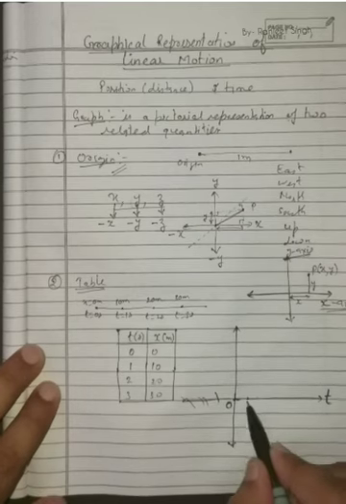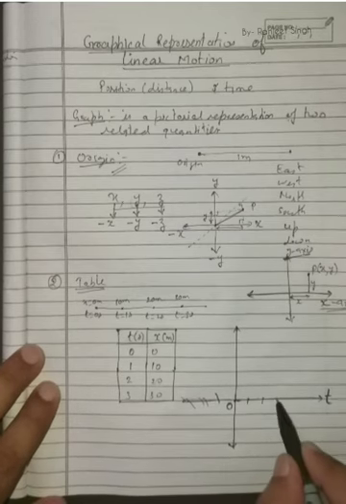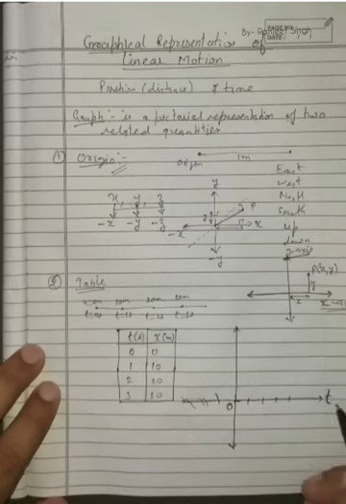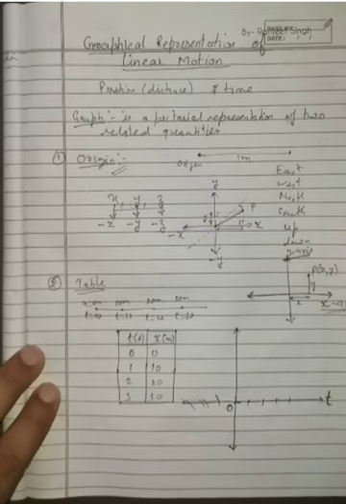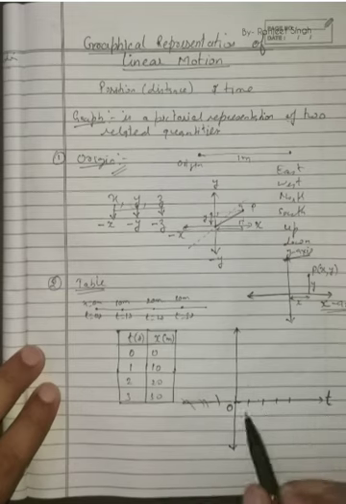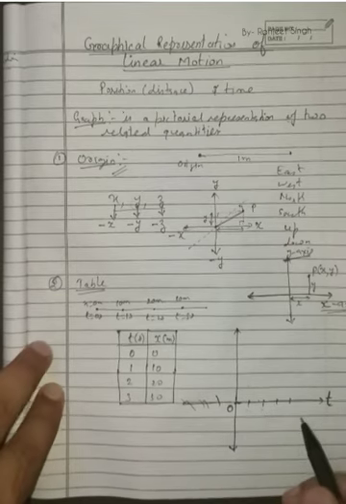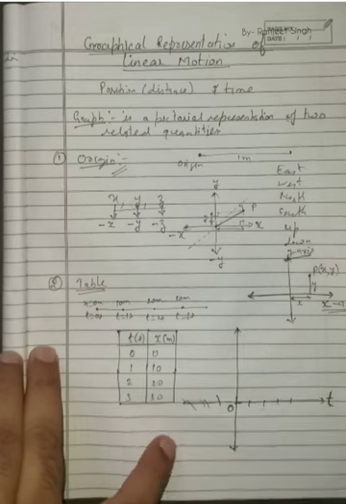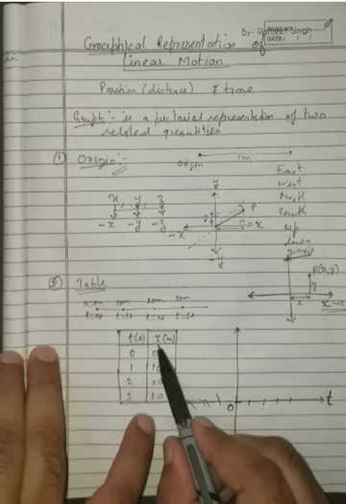Here I'm taking 1 centimeter as 1 second, 2 centimeters as 2 seconds, 3 centimeters as 3 seconds, 4 as 4. Now if time is given in nanoseconds or smaller values, then I will say that this is 1 nanosecond, this is 2 nanoseconds, and so on. So depending upon the values, we can change the scale. Similarly on the y-axis.